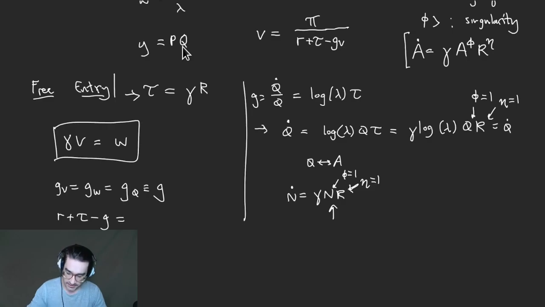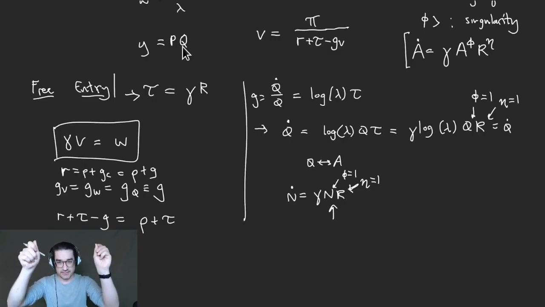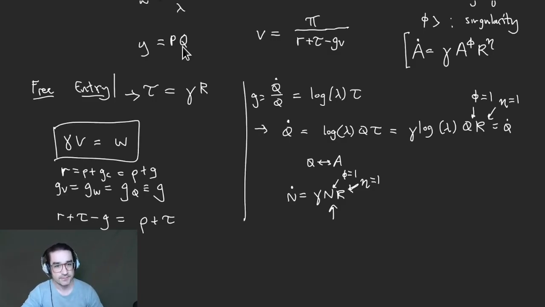So at the end of the day, r is rho plus g. Our Euler equation really is R equals rho plus GC, which is equal to rho plus G. So things turn out to be conveniently simple in terms of the growth rates. Once you have that Euler equation, this thing on the bottom, R plus tau minus G, is just rho plus tau. The R minus G turns into rho, and then we still have the tau sitting around. So we're just left with rho plus tau.